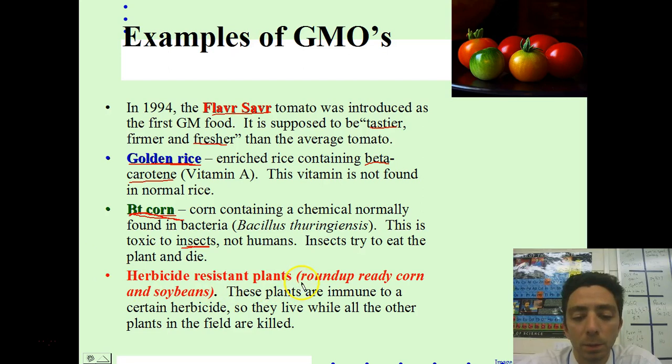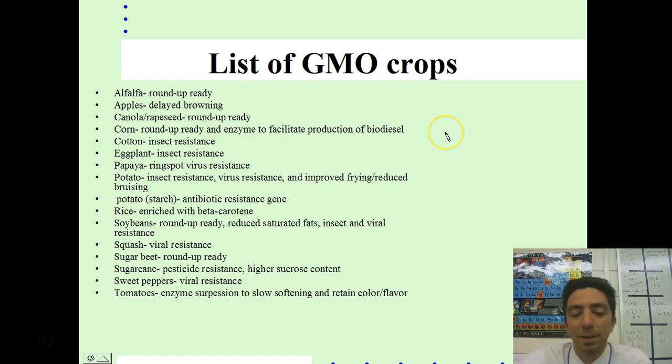And then we talked pretty extensively on the Roundup Ready. The big two for Roundup Ready are corn and soybeans, but there's also others that have it. And so this list that I've got here, this is all the genetically modified crops that exist right now.